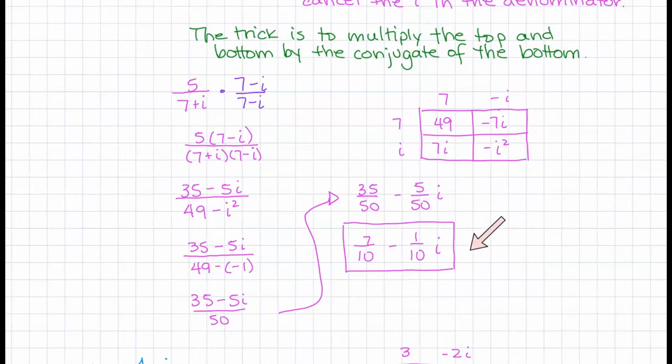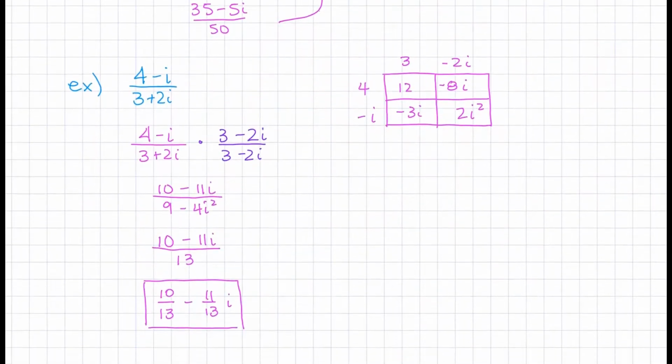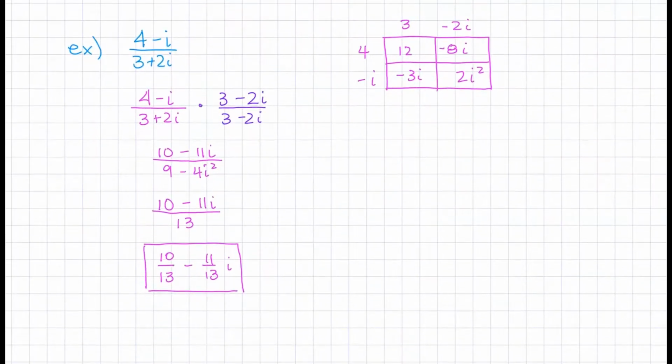So we'll do one more of these, and that'll be the end of the notes today. So here's our last example. So we have 4 minus i divided by 3 plus 2i. So again, how do we do this? We're going to take this and multiply by the conjugate of the bottom. So it was 3 plus 2i, the conjugate is 3 minus 2i. Again, we multiply the top and the bottom by that.